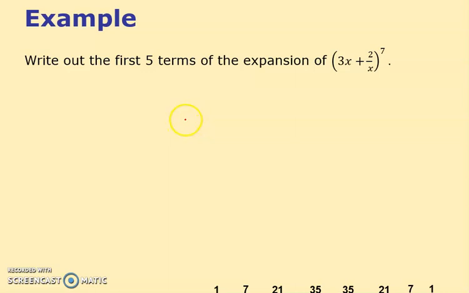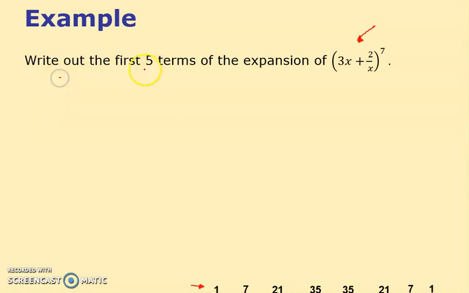The first question then says write out the first 5 terms of an expansion of (3x + 2/x) to the 7. Now, these fractional ones can cause problems. Whenever there are fractions, it can cause us a few problems. And notice I've actually written out the 7th row of Pascal's triangle down here. If you drew out Pascal's triangle, these would be the coefficients. So now we know those numbers, we can just use them.